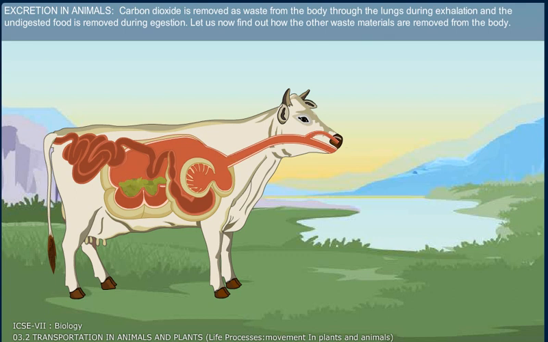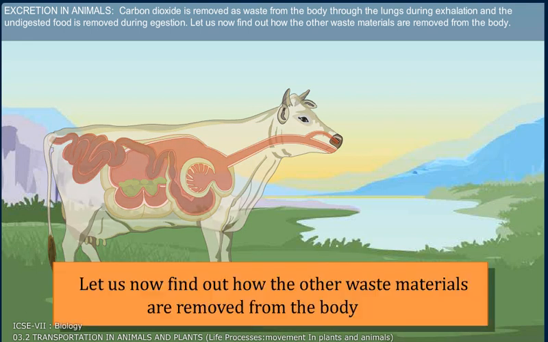Carbon dioxide is removed as waste from the body through the lungs during exhalation, and the undigested food is removed during egestion. Let us now find out how the other waste materials are removed from the body.